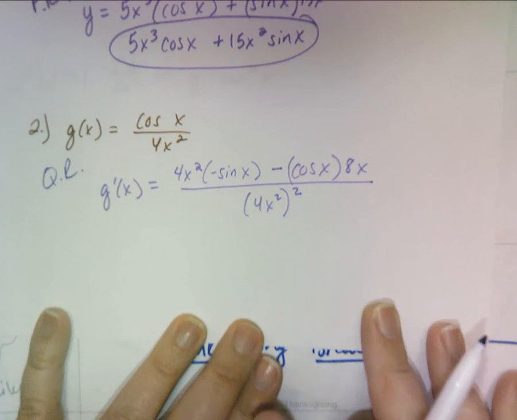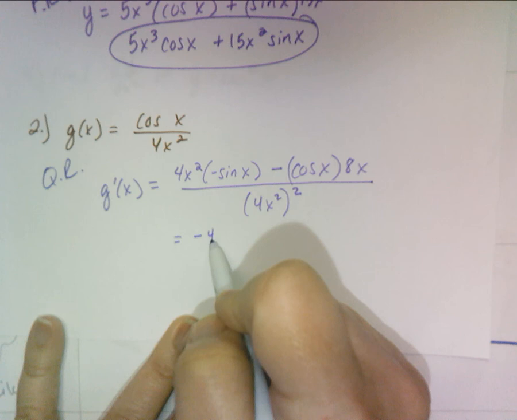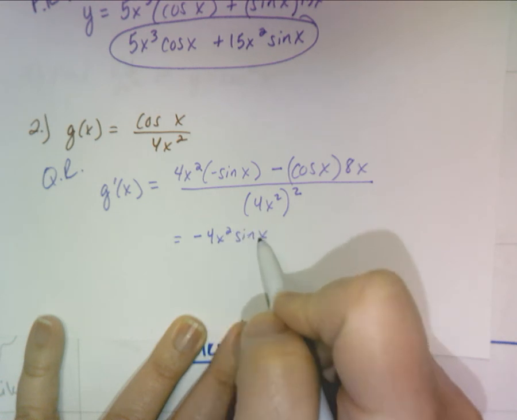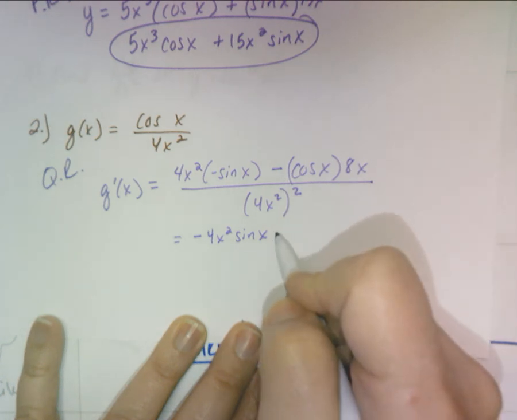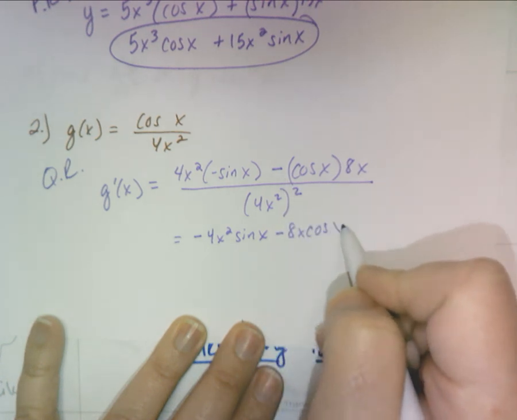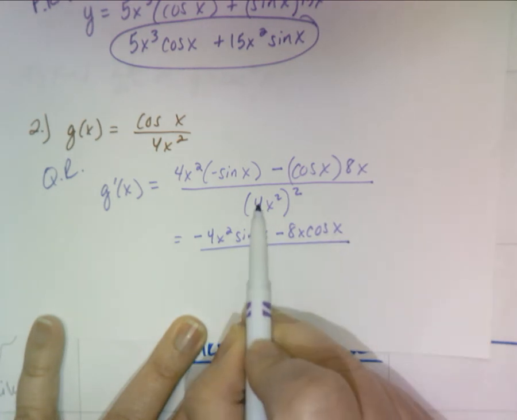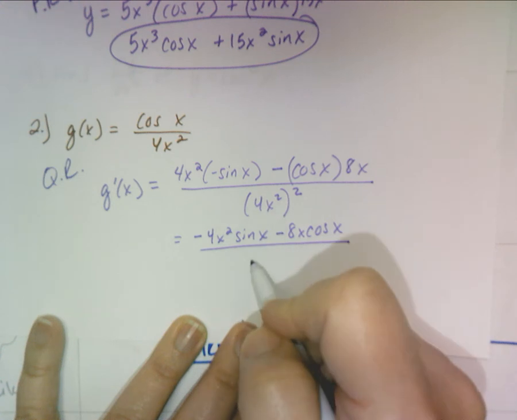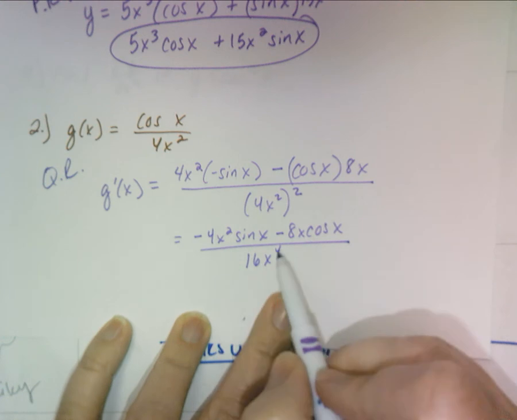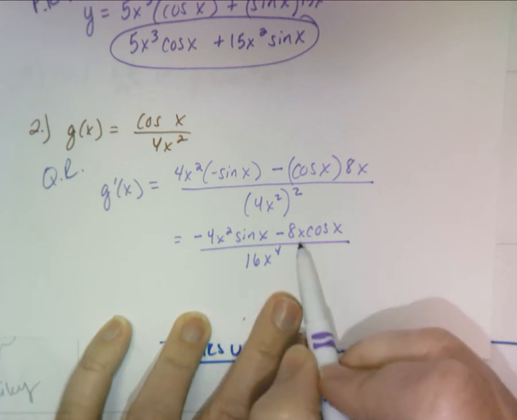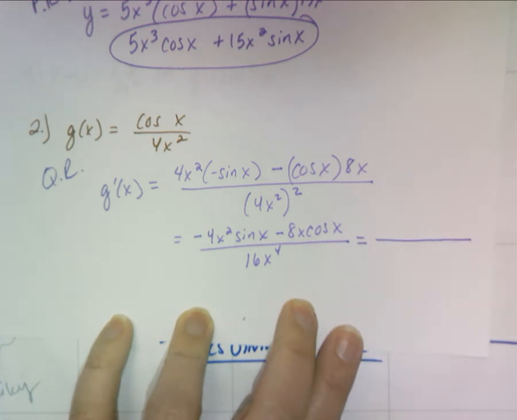And now let's clean this up. This would be, I like to call it, negative 4x squared sine x. I always like to put the monomial in front. This 8x, I'm going to write minus 8x cosine x. And divide that by, this would be 4 squared, and this would be x to the 4th, so 16x to the 4th. Now, all of these monomials in front can reduce. So we're going to reduce them and get a much cleaner answer.